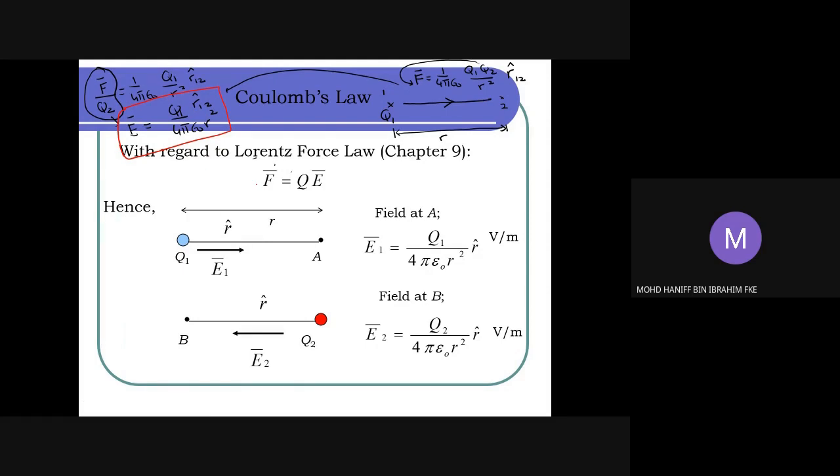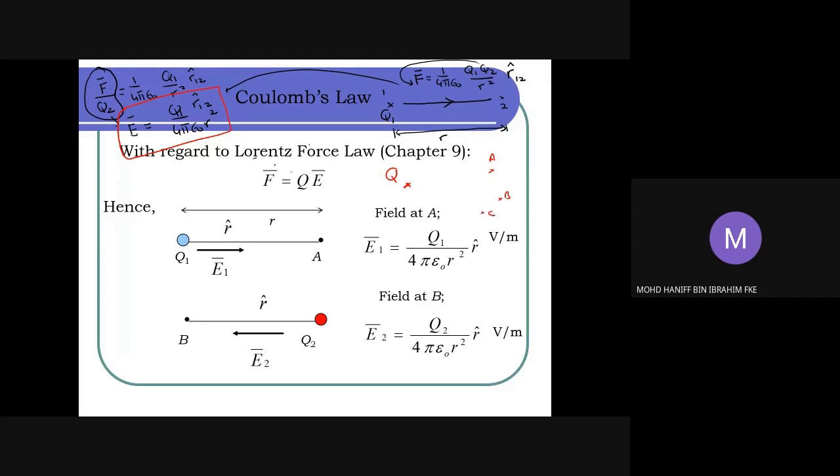In other words, if I have my charge Q here, for instance, I have this point, let's say point A, I have point B, and I have point C.